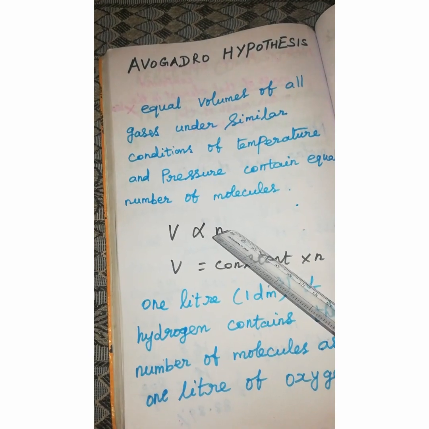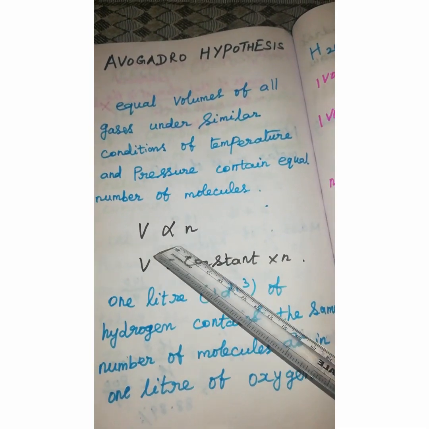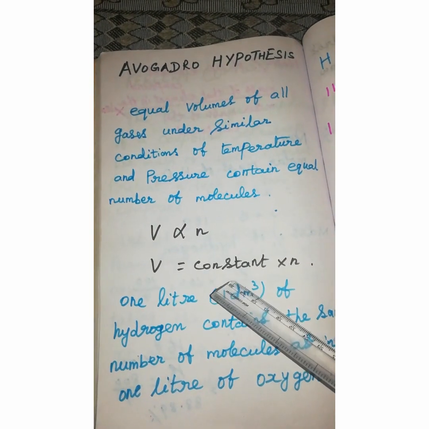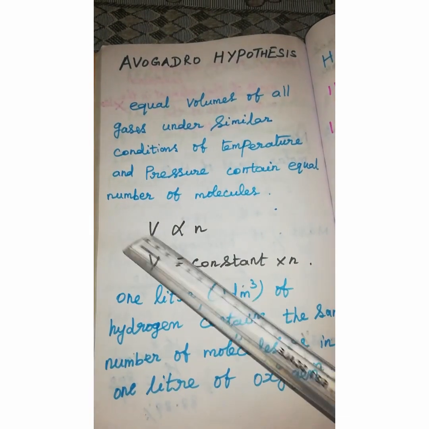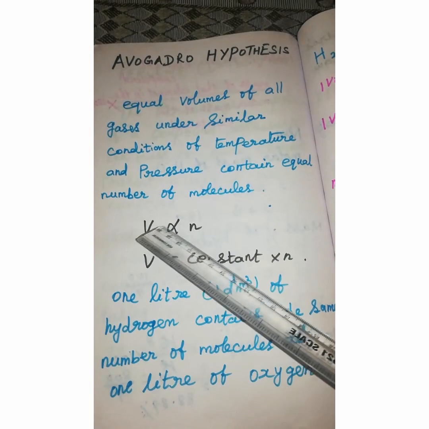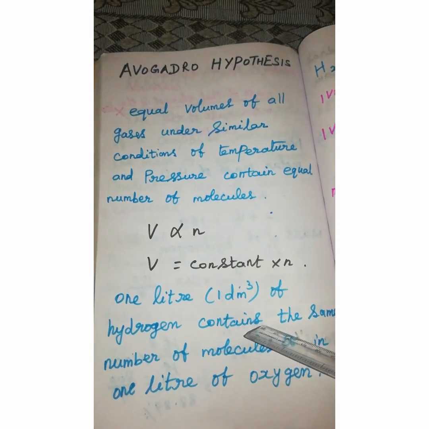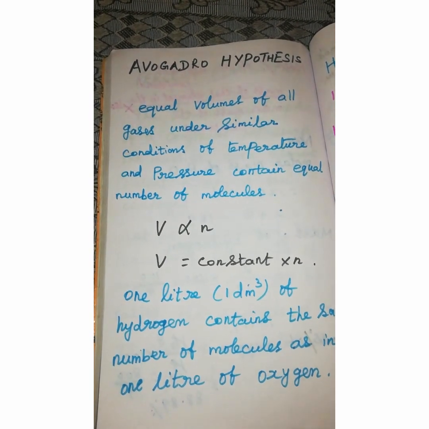That is STP. It is mathematically expressed as V proportional to N, that is V equal to constant into N. Equal volumes of all gases under similar conditions of temperature and pressure contain the equal number of molecules. 1 liter of hydrogen contains the same number of molecules as in 1 liter of oxygen.